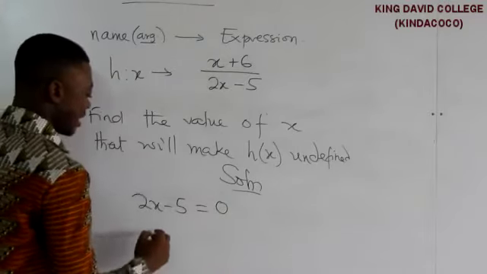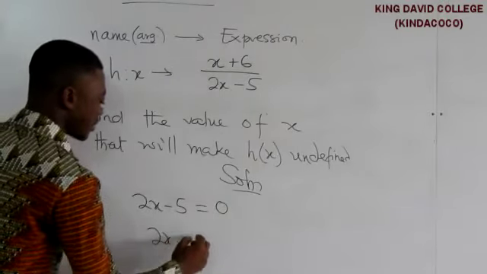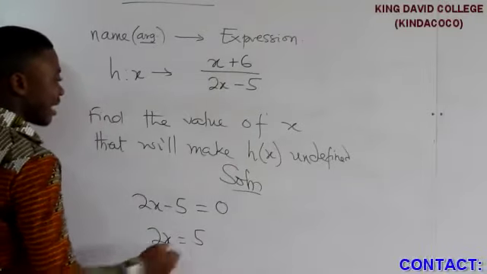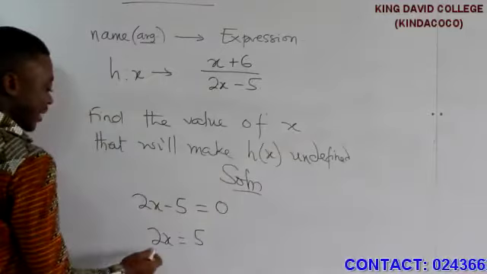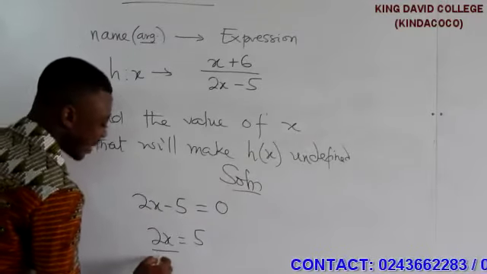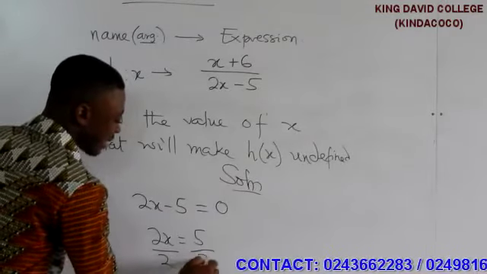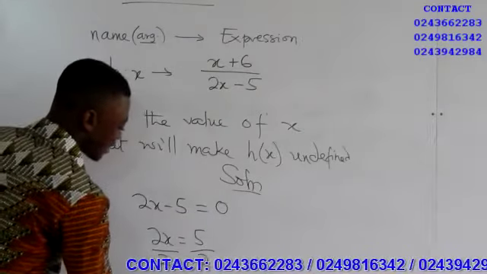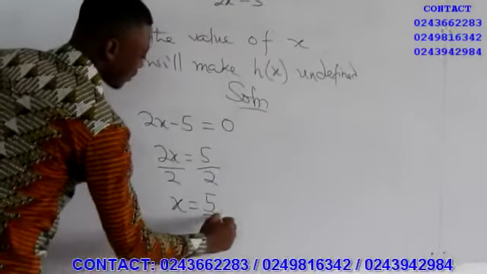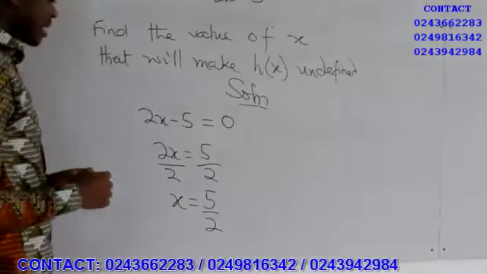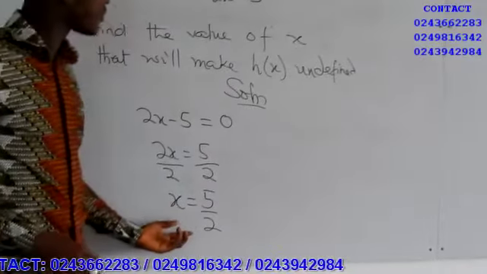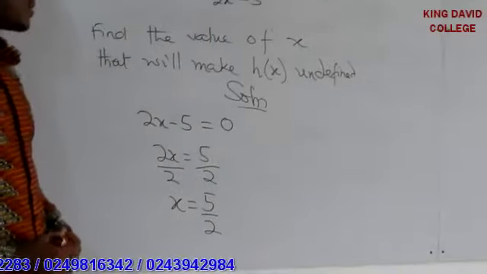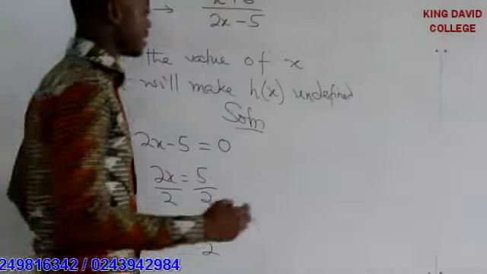So at the end of the day, you are going to have 2x is equal to 5. So 2x being 5, we are asked to find the value of x, not 2x. So you are going to divide by 2, divide by 2. So at the end of the day, my x is going to be 5 over 2. So it means that anytime I insert 5 over 2 into this, I'm going to have that undefined situation. You can test it yourself and see.